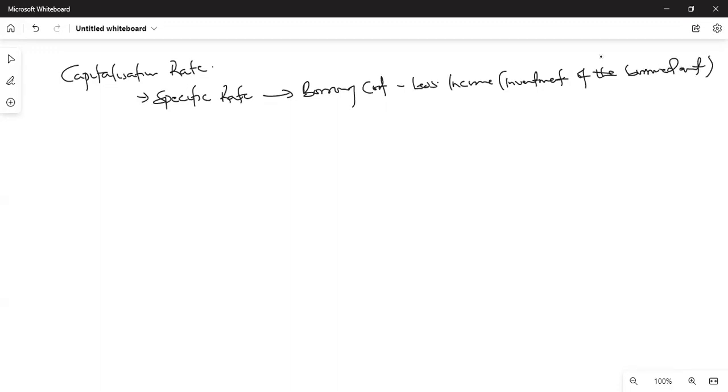All right, so if you temporarily invest the money that you borrowed, then that means you will have to deduct it from the borrowing cost.